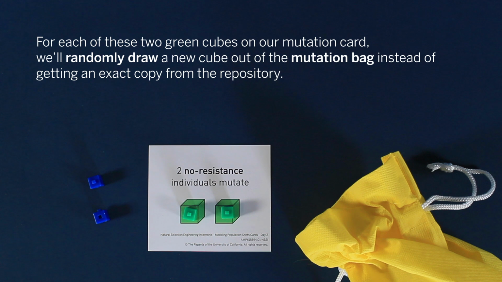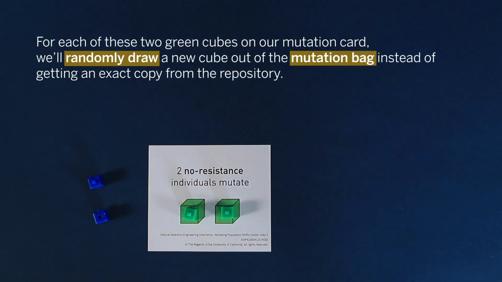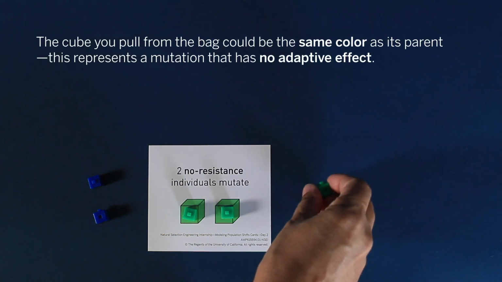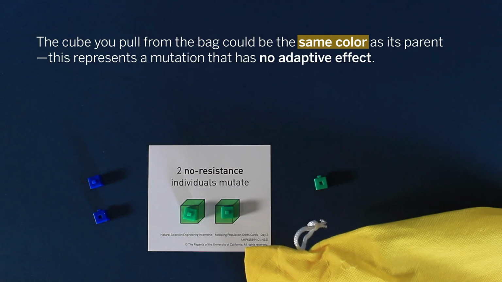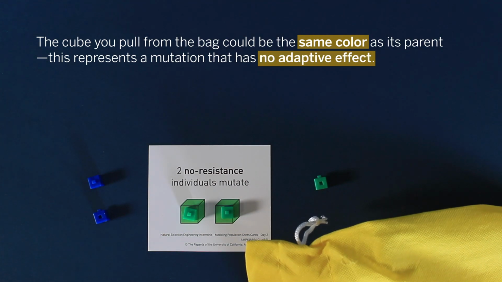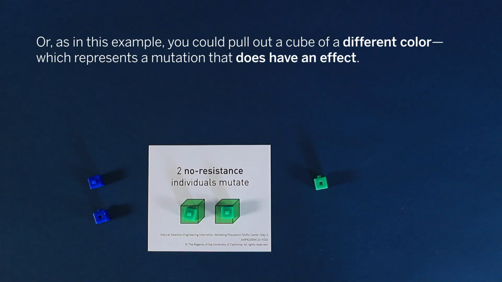For each of these 2 green cubes on our mutation card, we'll randomly draw a new cube out of the mutation bag instead of getting an exact copy from the repository. The cube you pull from the bag could be the same color as its parent. This represents a mutation that has no adaptive effect. Or, as in this example, you could pull out a cube of a different color, which represents a mutation that does have an effect.